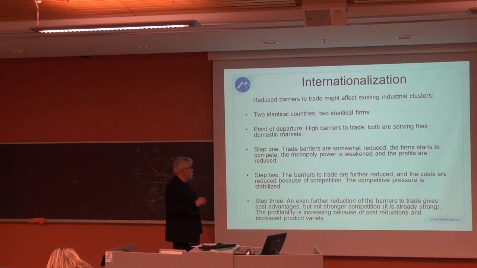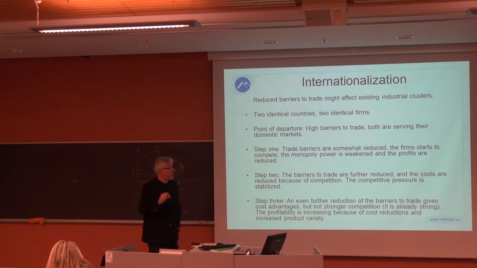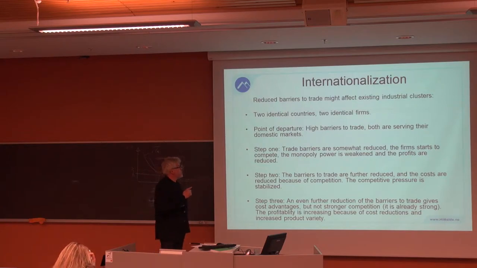In the second step, the barriers to trade are further reduced, or step one, I forgot step one, where you remove some of the resistance towards trade, you open for competition, the monopoly power of each firm is weakened, profits are reduced. So this is at the outset a story about countries, but it could also be a story about regions, a competition between regions.